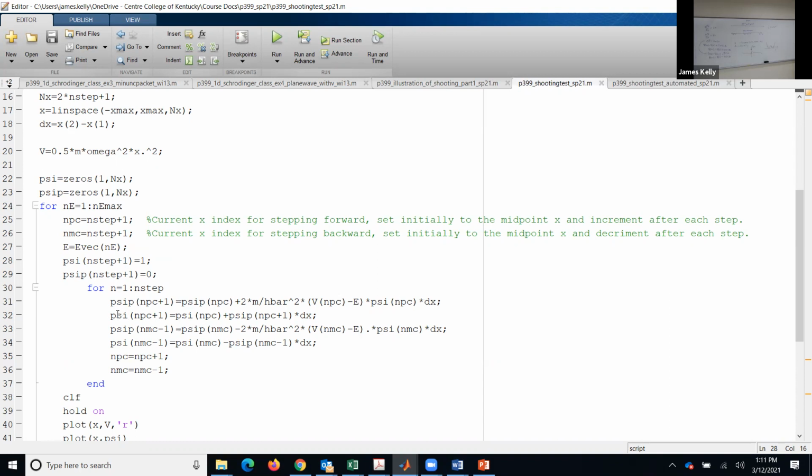And similarly, what's the next value of psi according to the system of differential equations? And here I am stepping to the left using the stepping backwards solution. Once I've done that, I'm going to set the index of the current position for stepping forward up by 1 and the index for the stepping backwards solution down by 1. And then I'm going to repeat. So I'm always going to be stepping in both directions and filling out this until I get all of psi and psi prime with 101 values in them.